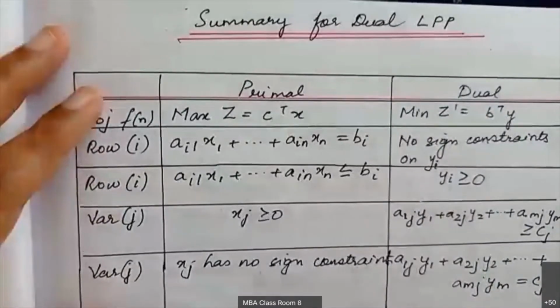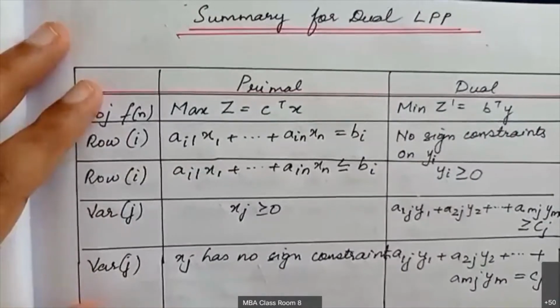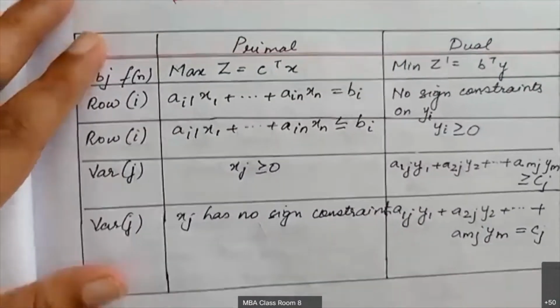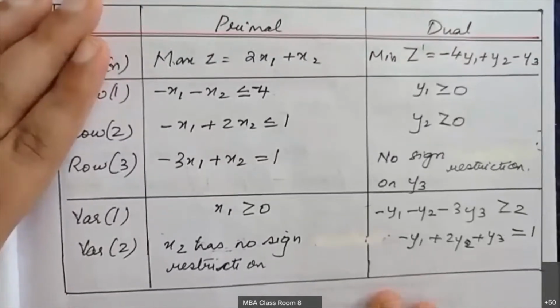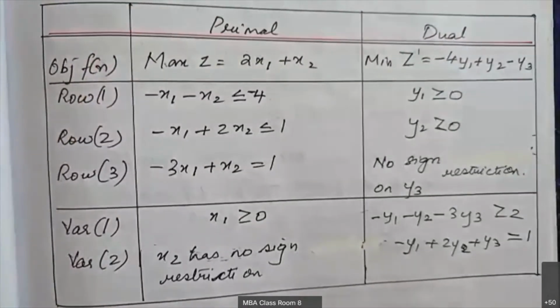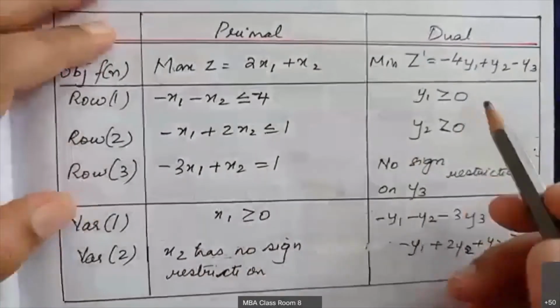We'll see the duality problem. Okay, before we start solving the problem, I'll just show you one example of what the actual changes are that happen and how you make the changes. Okay, so this is an example. Here we have the primal.